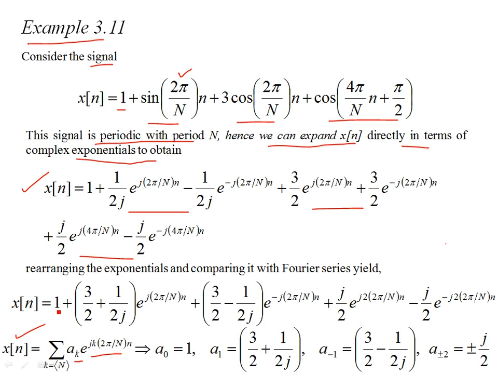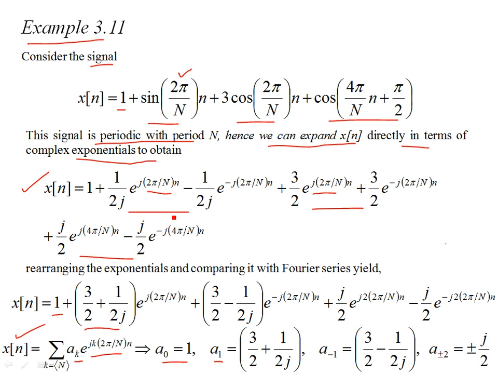So for example, you have a DC term, so when k is 0, this is a_0, so you can see that the DC Fourier coefficient is 1. Then when k is equal to 1, this becomes a_1 e^{j2πn/N}, where n is the discrete time index. So that's the fundamental. If you collect the fundamental terms, which you can see over here, this is the fundamental term. So you can collect 3/2 plus 1/(2j) over here. Similarly, this becomes a_1.